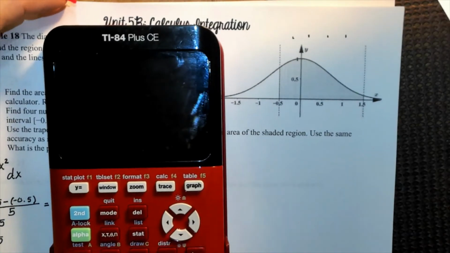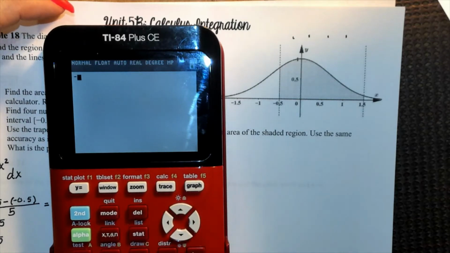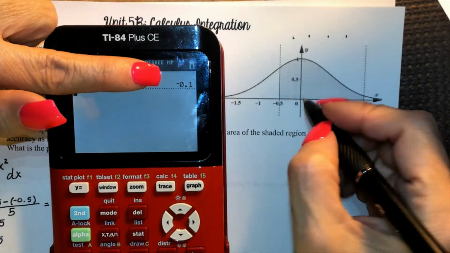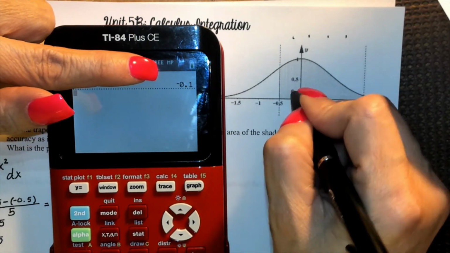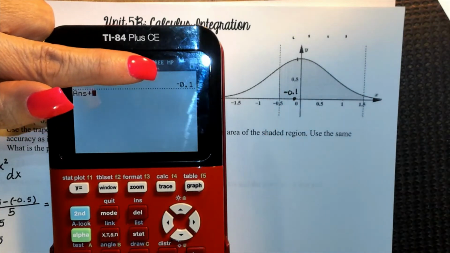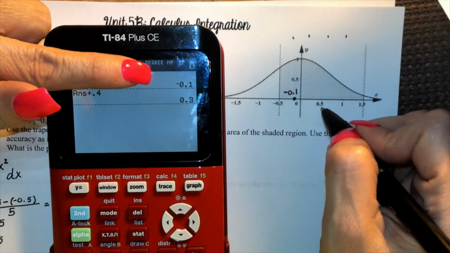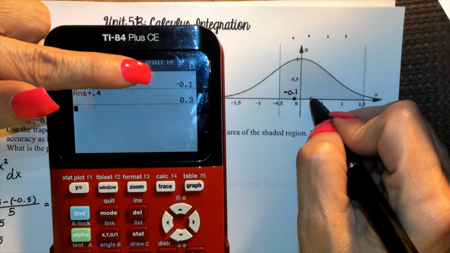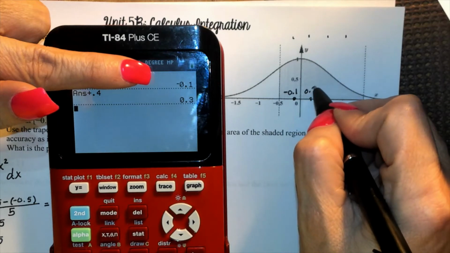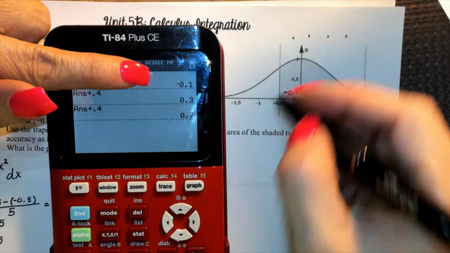I'm going to start at, clear this out, negative 0.5, and I'm going to add 0.4 to it, and I end up at negative 0.1. So right here at negative 0.1. Then I'm going to add 0.4 to that, and I'm at 0.3. This is 0.5 right here, so I'm like right here at 0.3. I'm going to add 0.4.